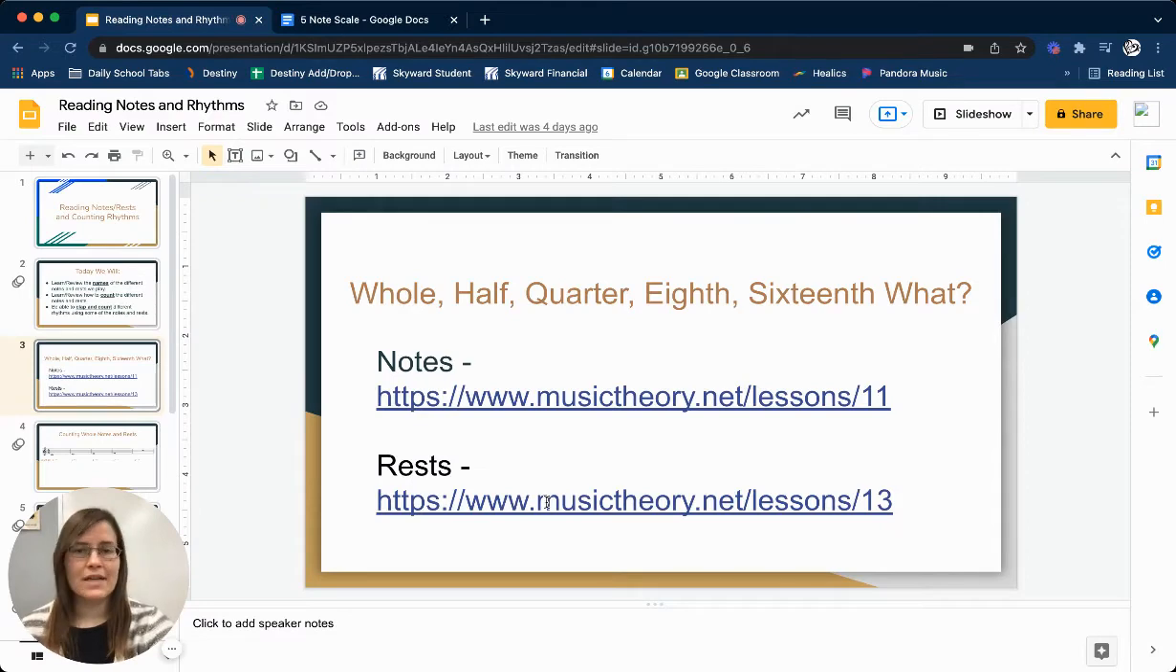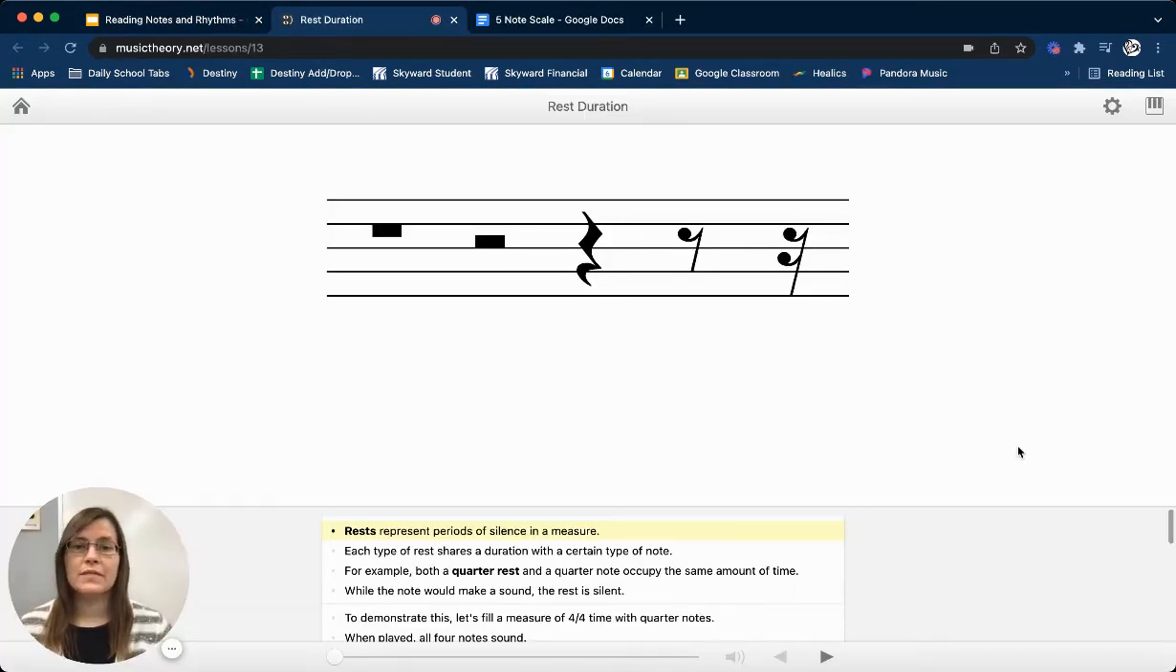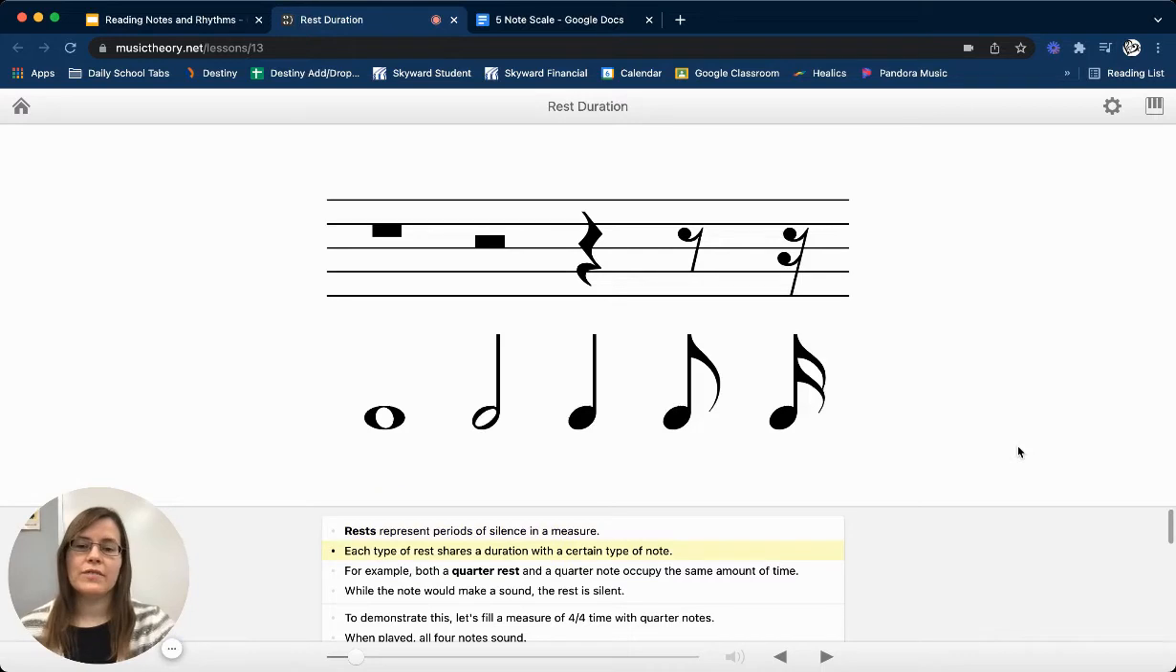Now let's take a look at the rests. Rests represent times of silence in music or in a measure. This is a perfect time for you to take a breath. Each type of rest shares a duration with a certain type of note. So here we have a whole note. This is your whole rest. They both get 4 beats.